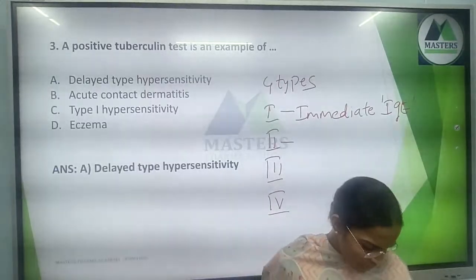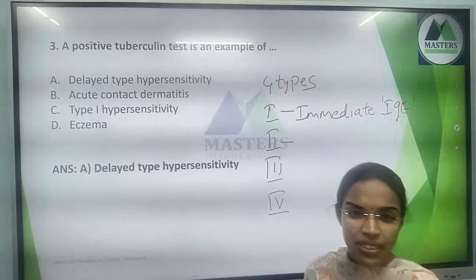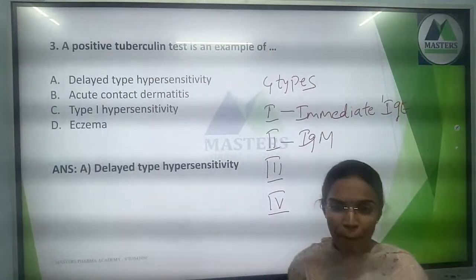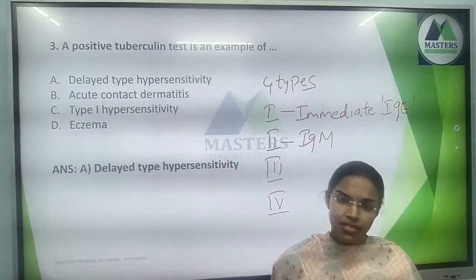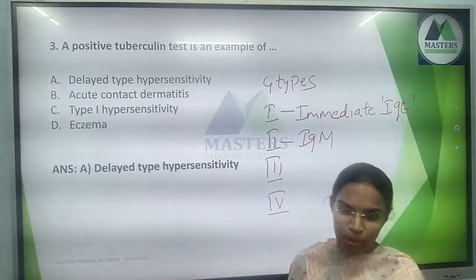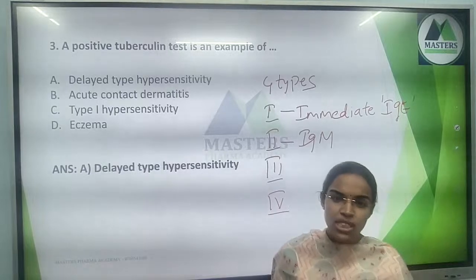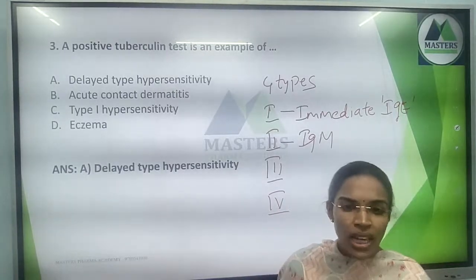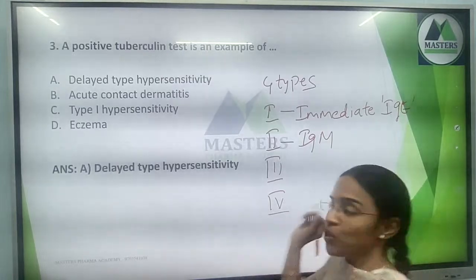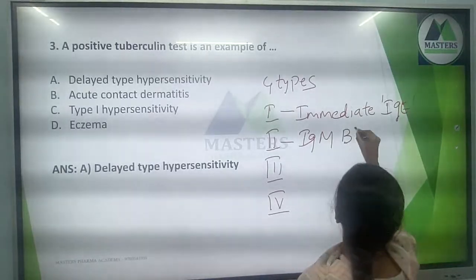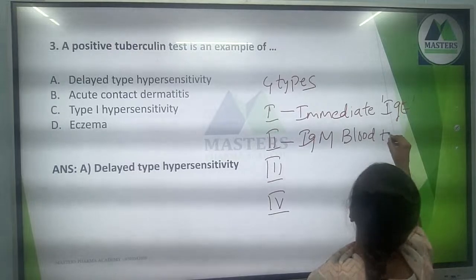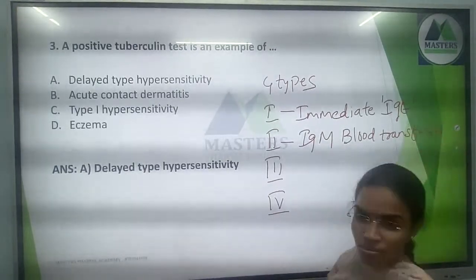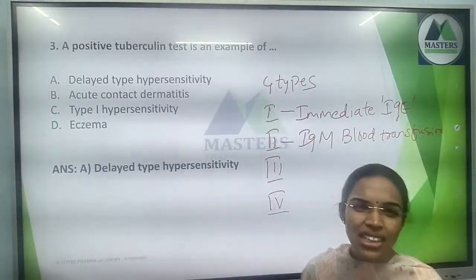And type 2 hypersensitivity. Type 2 hypersensitivity is mediated by IgM. The mediator for type 2 hypersensitivity reactions is IgM. The examples for type 2 hypersensitivity are blood transfusion reactions and hemolysis reactions.